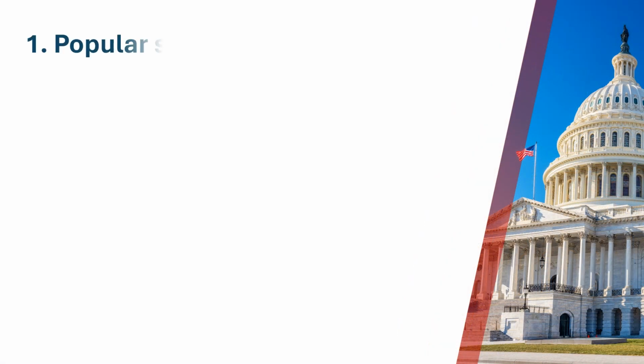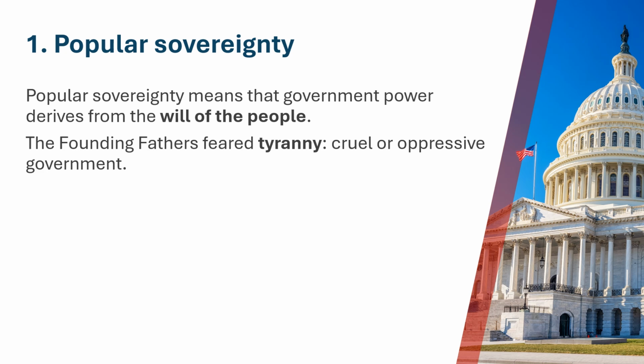The first principle of the Constitution we will consider is popular sovereignty. The United States emerged from the American War of Independence, a conflict that the Founding Fathers identified as a revolution against the tyrannical rule of a monarch. The Founding Fathers feared tyranny affecting the future government of the United States. By this, they meant cruel or oppressive government.